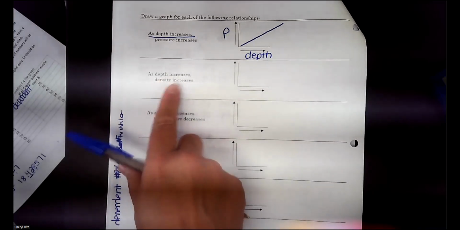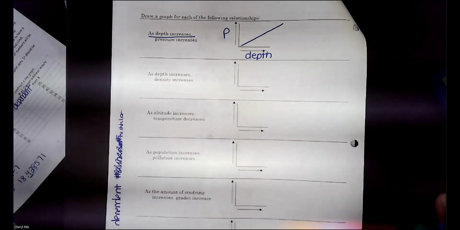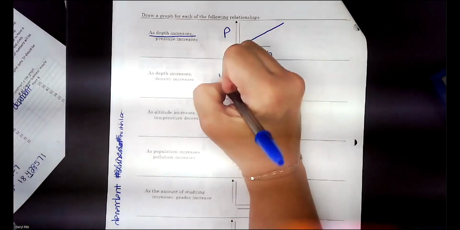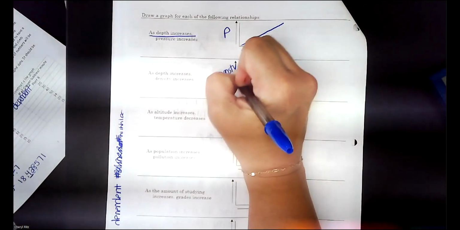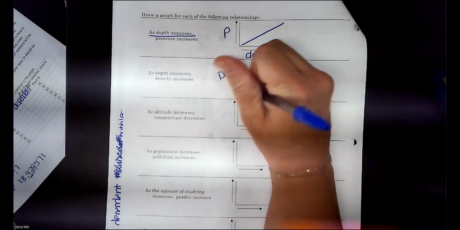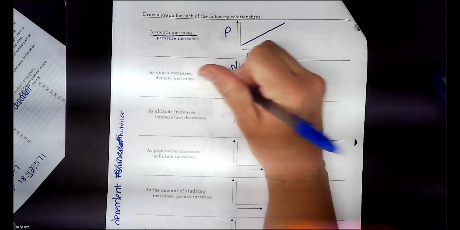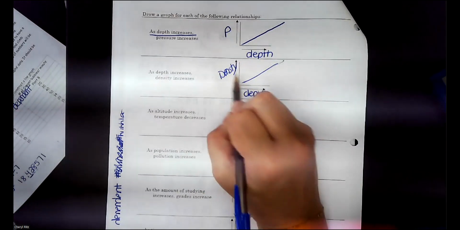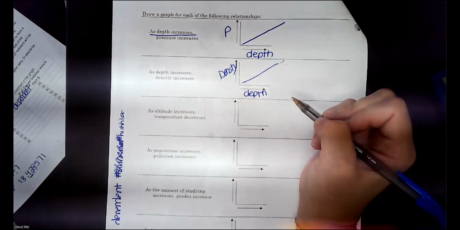All right, let's see what you had to say for this. As depth increases, density increases. What goes on the X? Depth. What goes on the Y? Density. Which way does the line go? Up. As depth increases, density increases. So x-axis, y-axis, draw the line.